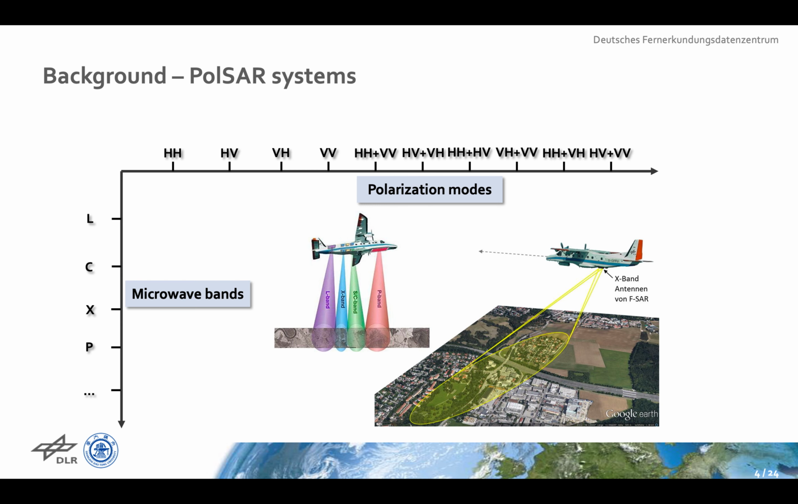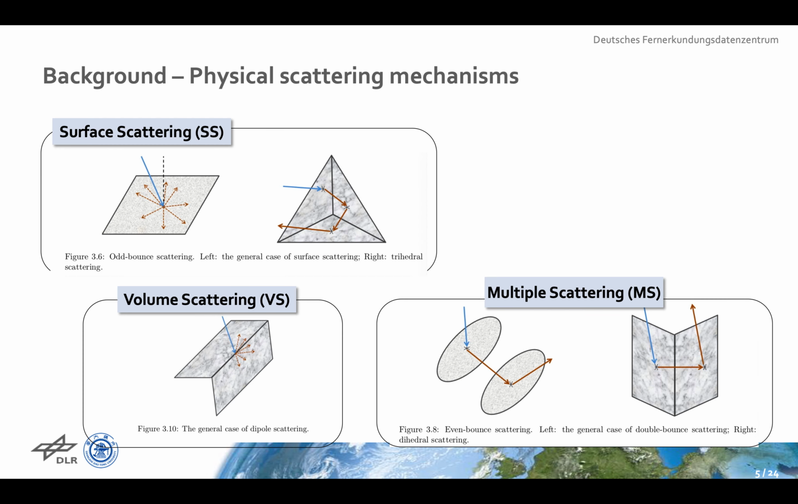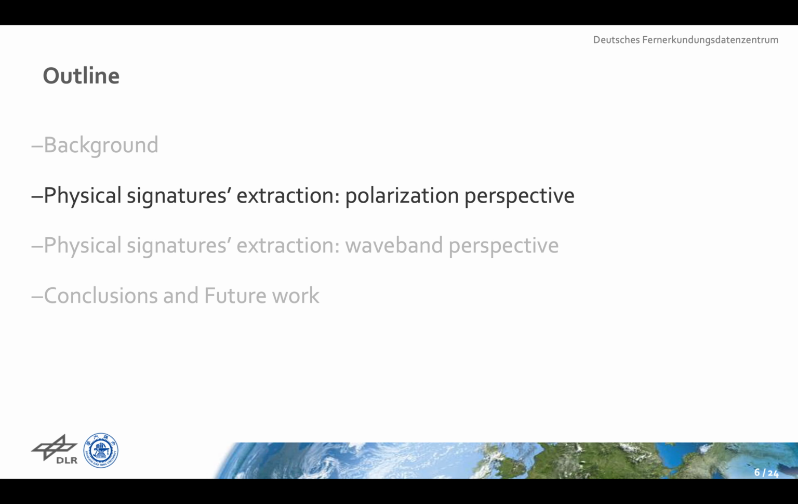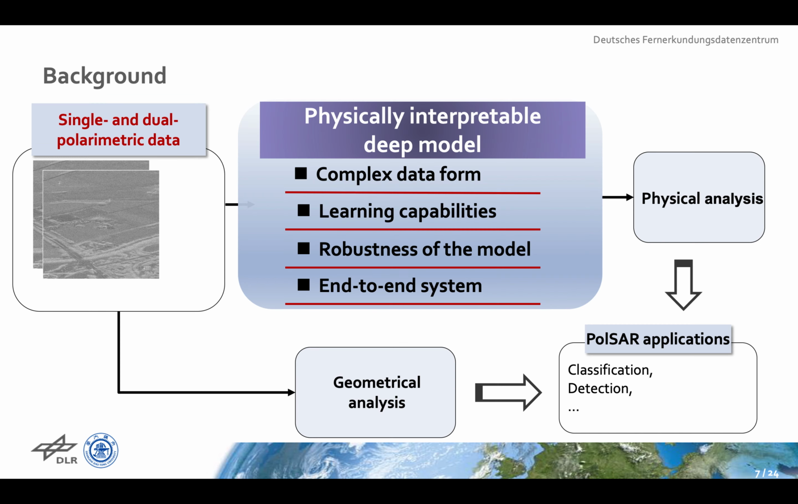First, the background. We know polarization modes and microwave bands play vital roles in SAR systems, and the physical scattering mechanisms usually refer to surface scattering, volume scattering, and multiple scattering. These are the most commonly investigated ones. First I will give you physical signature extraction from the polarization perspective.